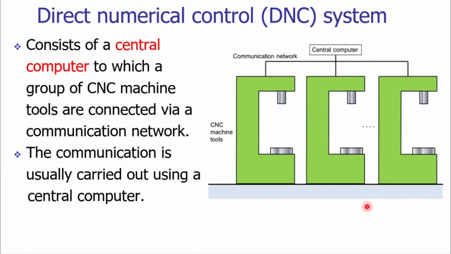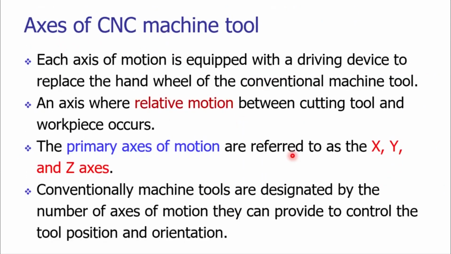As we have seen, group technology has cells, physical cells or virtual cells, which comprise dissimilar machine tools. So at one location, all the data would be there in the central computer, and through it we can easily control the variety of machine tools. So that is called the direct numerical control system.